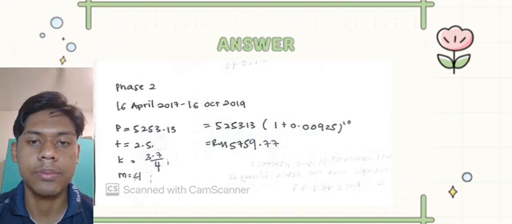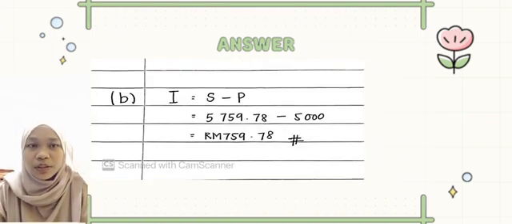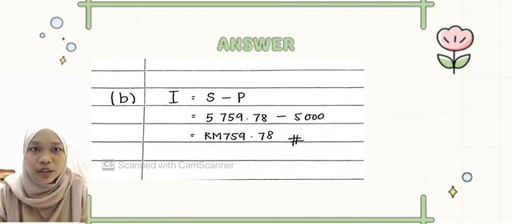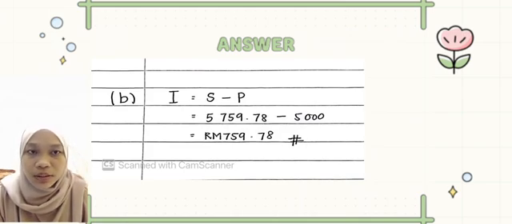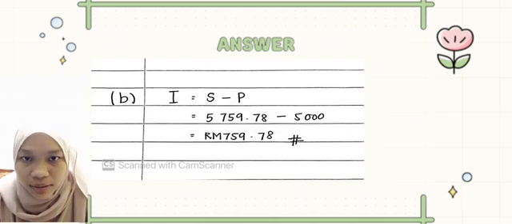RM5,759.77. To calculate the total interest earned from the original 5,000 ringgit, we use the formula I equals S minus P. Then substituting the values into the formula, I equals 5,759 ringgit 78 cents minus 5,000. So the total interest earned is 759 ringgit 78 cents.